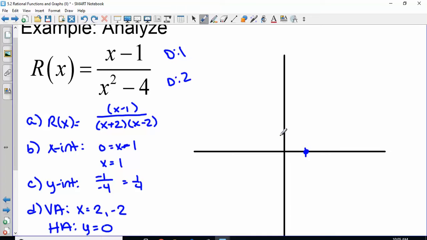Okay, so when we plot this, we hit the x-axis at +1, y-axis at +1/4. Vertical asymptotes at +2 and -2.